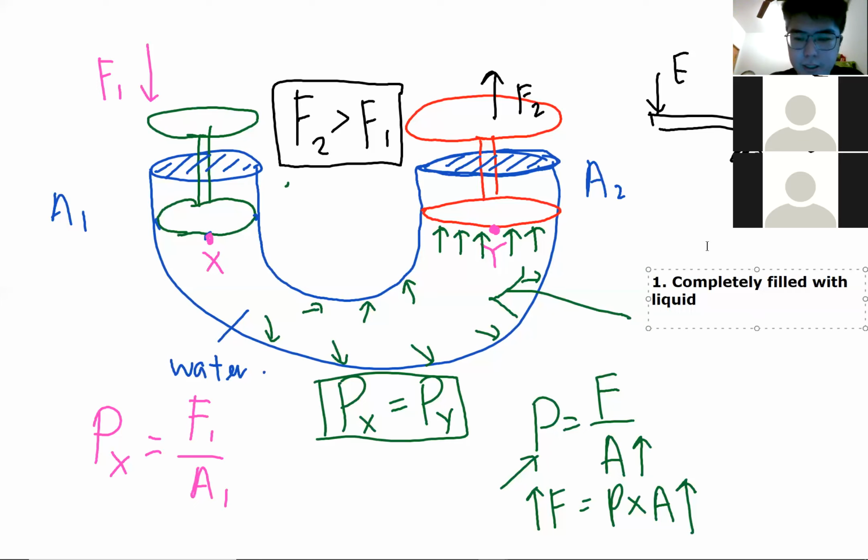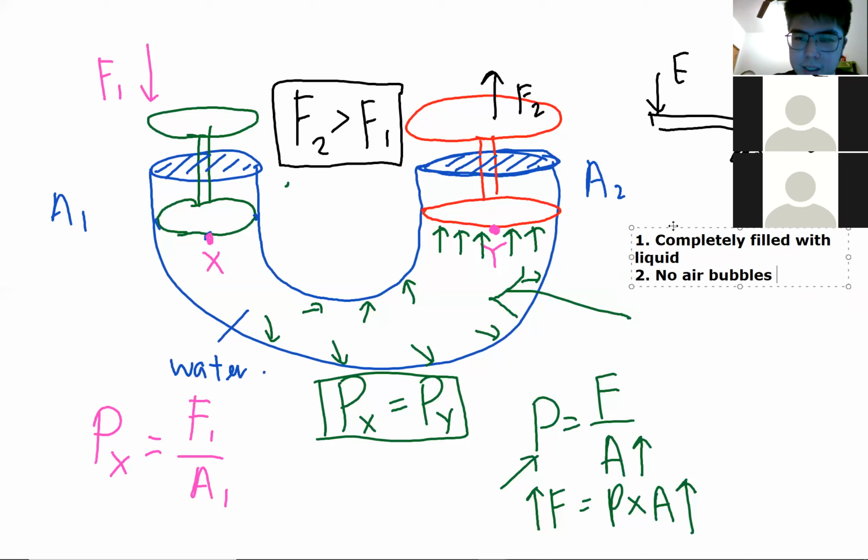Now, the second criteria is we cannot have air bubbles. Why? Because air bubbles are air, which is compressible, all right? So we cannot have air bubbles. Now, if you look at the definition of the Pascal principle, I will write it down somewhere here. Actually, it's in your textbook, but I'll just write it down for you to see.